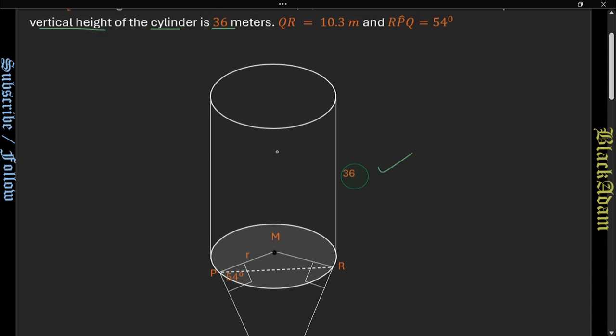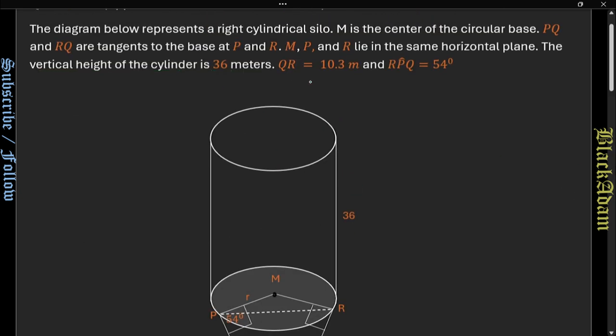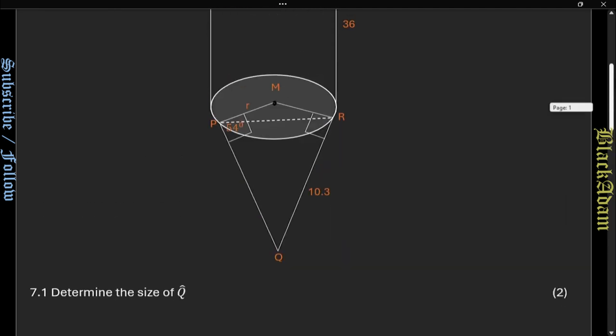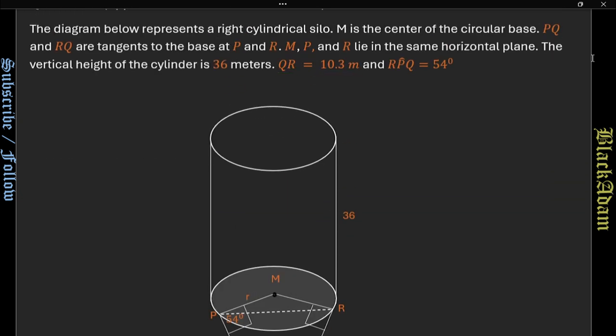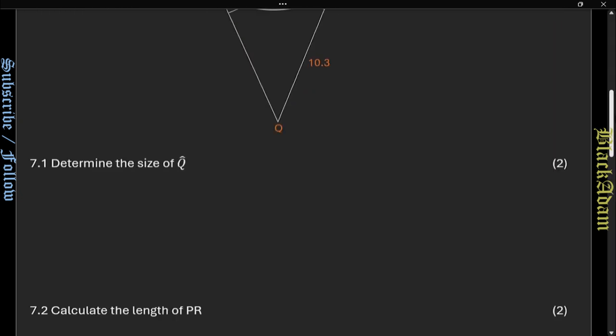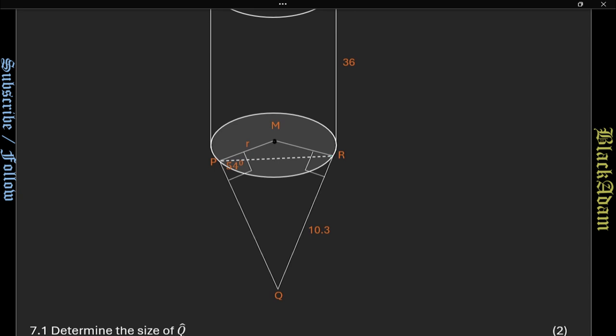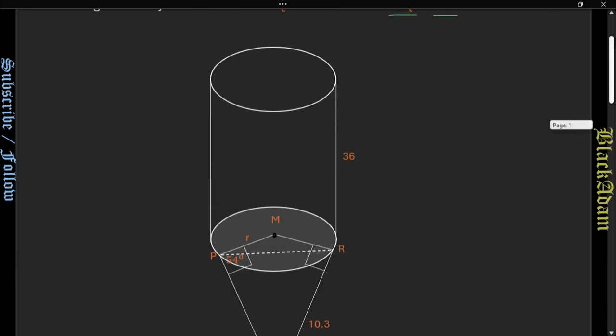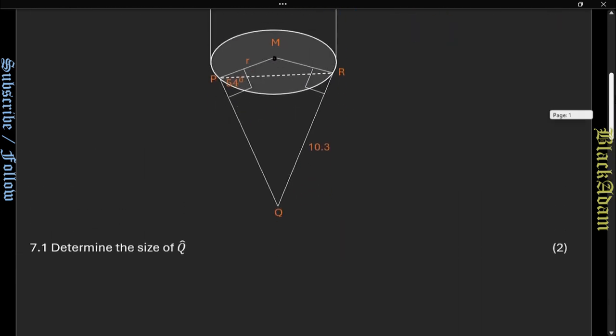And then we have height, that's 36 meters. That's our height. And then we have RQ there. RQ is 10.3 meters. So which means even PQ is the same, since they're tangents. And then RPQ, that one there, is 54 degrees. And we're required to find the size of Q.